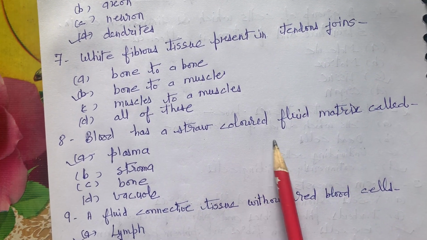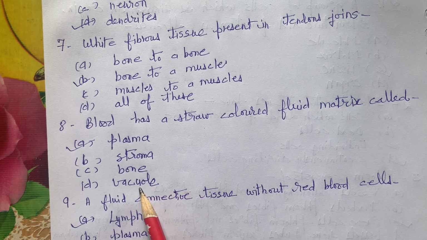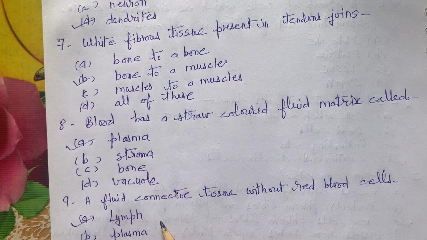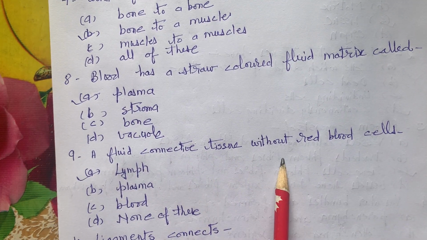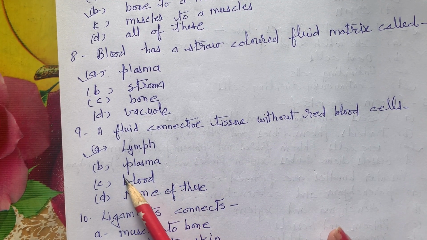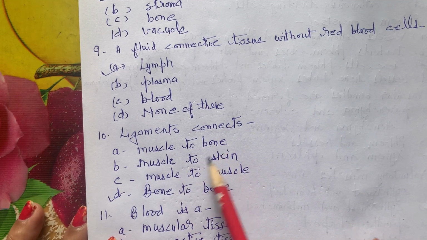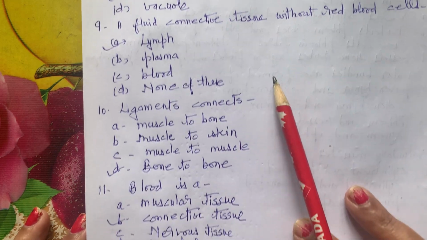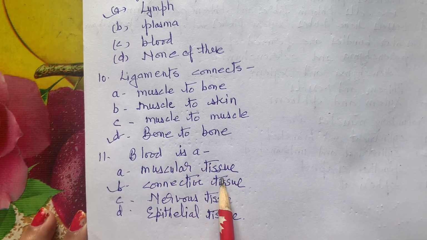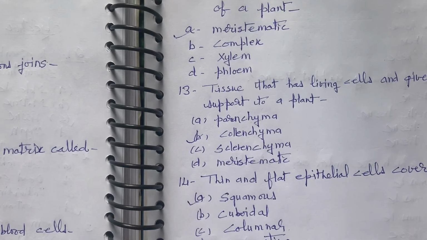Blood has a straw colored fluid matrix called: plasma, stroma, bone, vacuole. Correct option is plasma. A fluid connective tissue without red blood cells: lymph, plasma, blood, none of these. Correct option is lymph. Ligaments connect: muscles to bone, muscles to skin, muscles to muscle, bone to bone. Correct option, bone to bone. Blood is a: muscular tissue, connective tissue, nervous tissue, epithelial. Correct option, connective tissue.